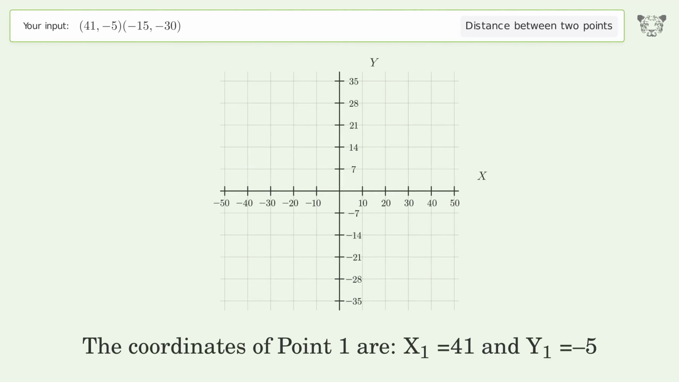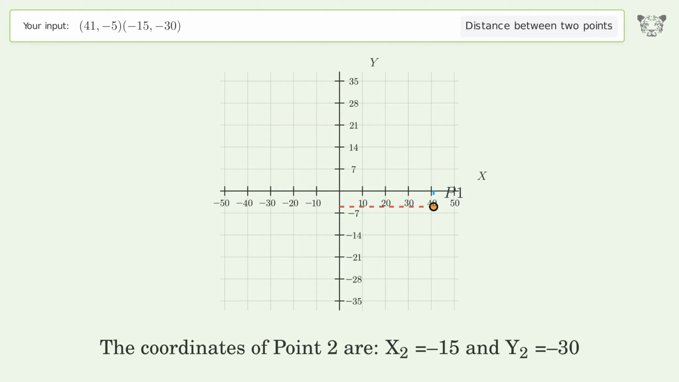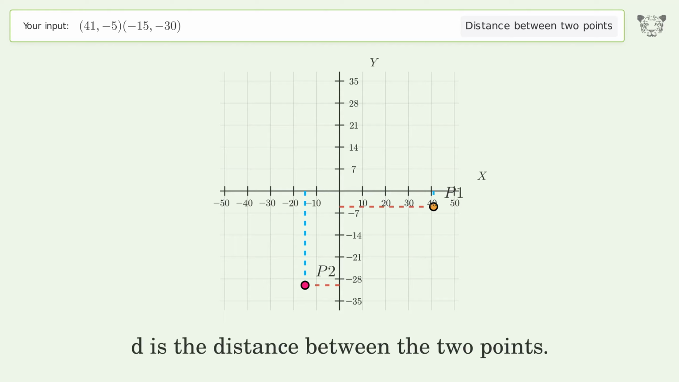The coordinates of point 1 are, x1 equals 41 and y1 equals -5. The coordinates of point 2 are, x2 equals -15 and y2 equals -30. D is the distance between the 2 points.